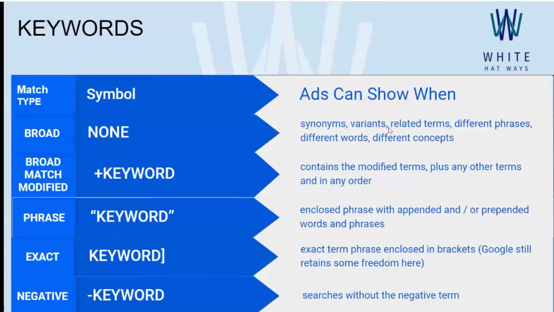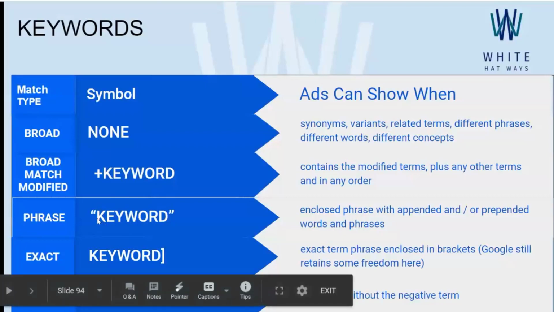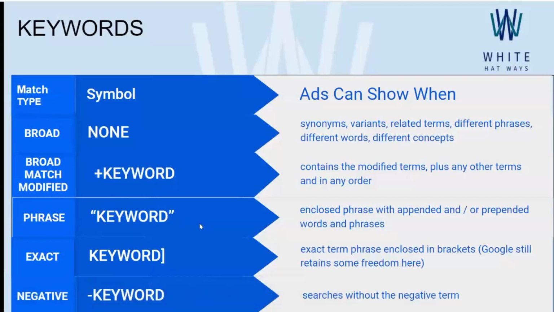So what is a phrase match? First of all, the symbol that you use in the phrase match would be these quotes. As you can see, the keyword has quotes at the right hand side top. So keywords and the phrase. So when would the ad show? Let's read that first. Enclosed by the phrases and appended and prepended words and the phrases. Fine. So it is appended and prepended by the quotes.